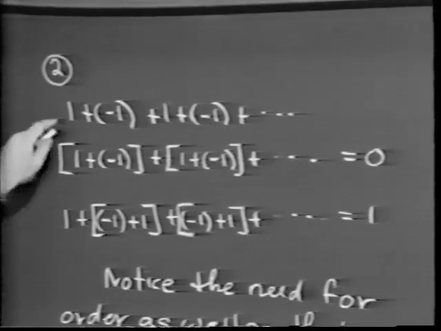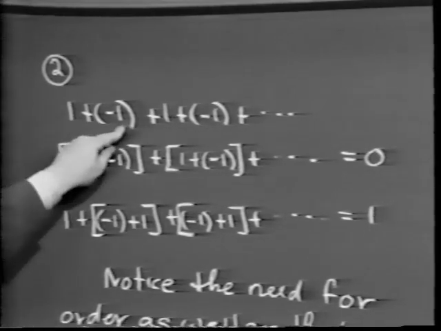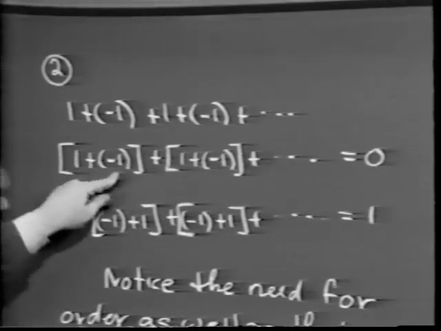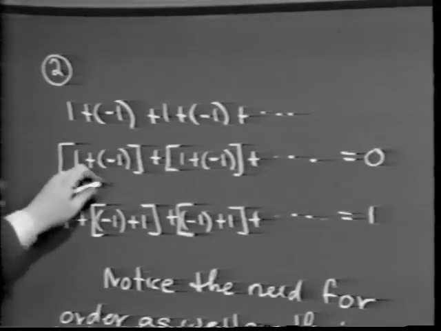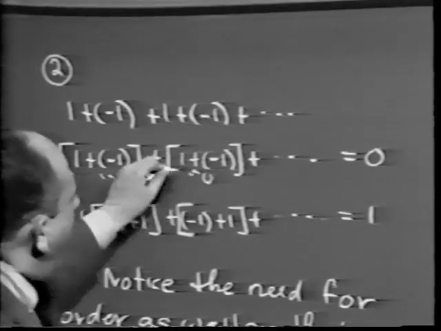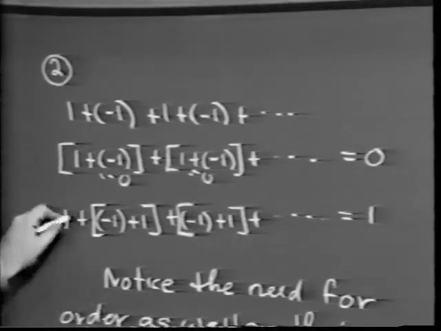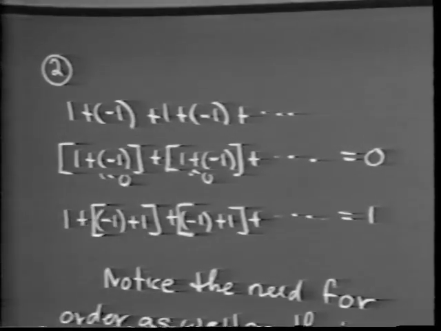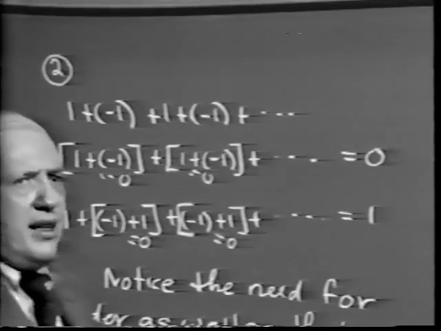Now look, one way of grouping these terms is in 2s. In other words, we'll start with the first 2 terms, the next 2 terms. In other words, we can write this as (1 plus minus 1) plus (1 plus minus 1). And writing it this way, we can see that each term adds up to 0, and the infinite sum would be 0. On the other hand, if we now leave the first term alone and start grouping the remaining terms in 2s, we find that the infinite sum is 1.